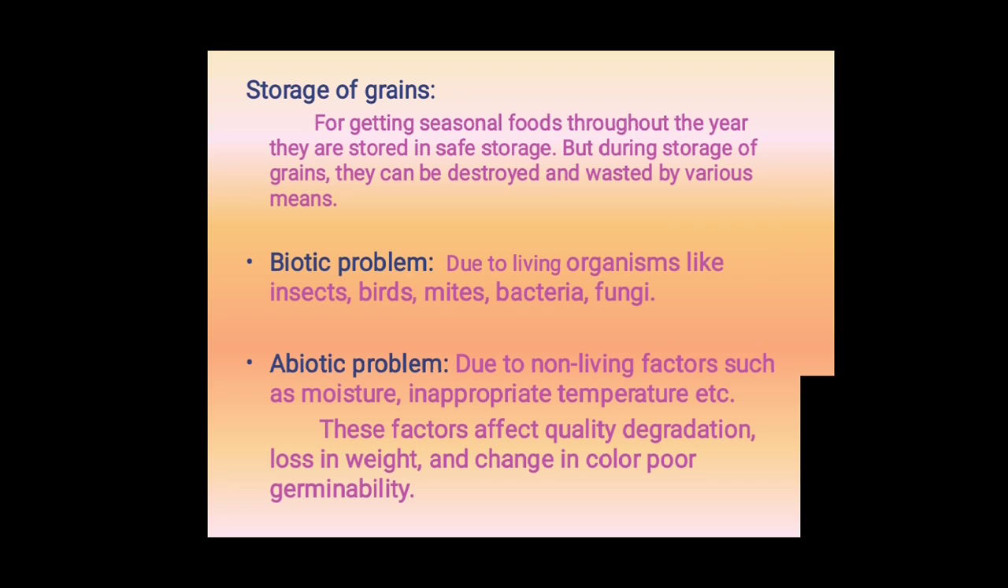First one is biotic problem. What do you mean by biotic problem? It is due to living organisms like insects, birds, mites, bacteria and fungus. These are the living organisms which affect the crops during storage. Second one is abiotic problems. What do you mean by abiotic factors? These are due to non-living things or factors such as moisture, inappropriate temperature, etc. These factors affect quality, causing degradation, loss in weight, change in color and poor germinability. These are the different types of problems during storage of the grains.